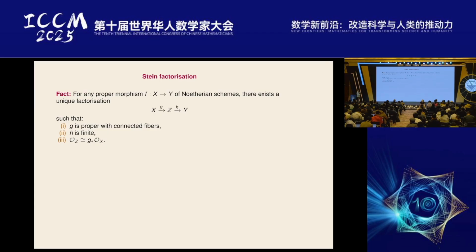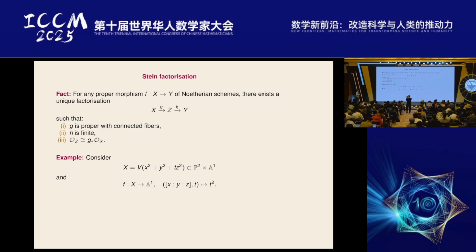More technically, the first map is a proper map, again, with connected fibers, and in particular, its structure sheaf is given simply by the push forward of the structure sheaf of X. But the second part is finite, as I said. Okay, so this is called the Stein factorization of a proper map. Okay, so let's consider a very simple example of this kind of maps.